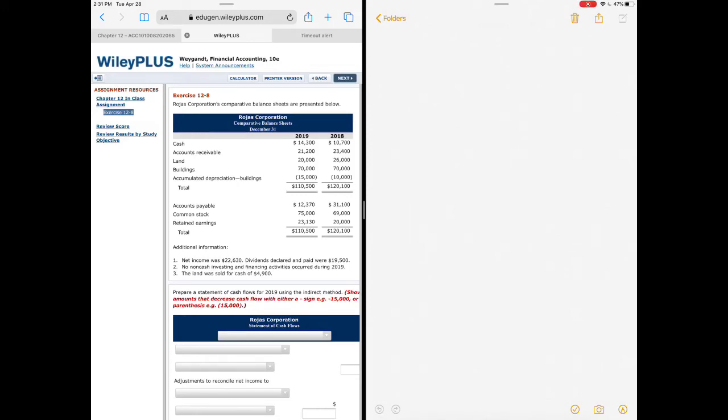Let me walk you through one of these indirect method cash statements. So we're always going to start with the cash flow from operating activities. The cash flow statement has for the year ended, because it covers the whole year. So make sure you put that in there. And then we're going to start with the cash flow from operating activities.